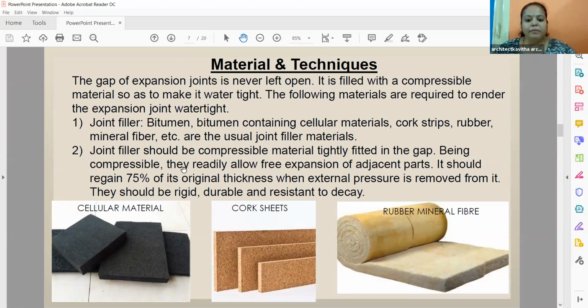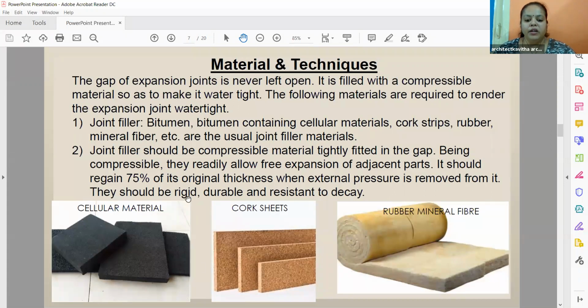Joint filler should be a compressible material, tightly fitted in the gap. Compressible means it should compress and expand. When you put pressure, it should act like a rubber band, like a sponge, but a little harder sponge. When you press it, it should compress, and if you leave it, it should come back to its shape. Being compressible, they readily allow free expansion of the adjacent parts. It should regain 75% of its original thickness when external pressure is removed from it.